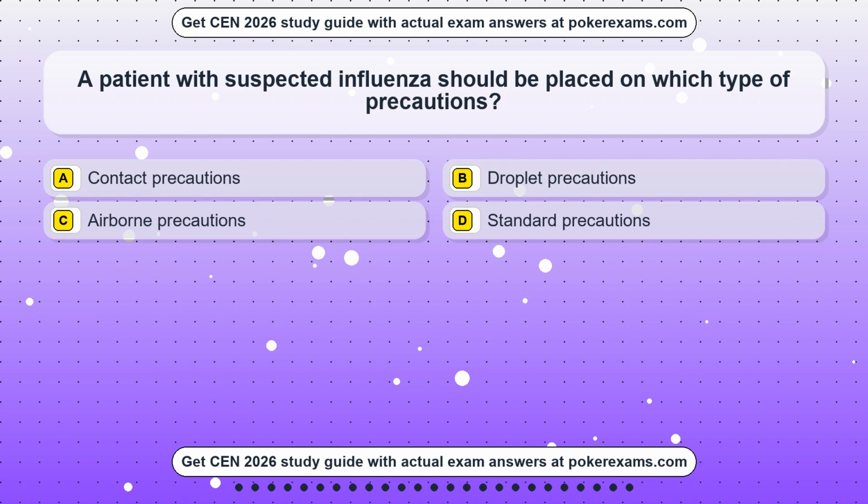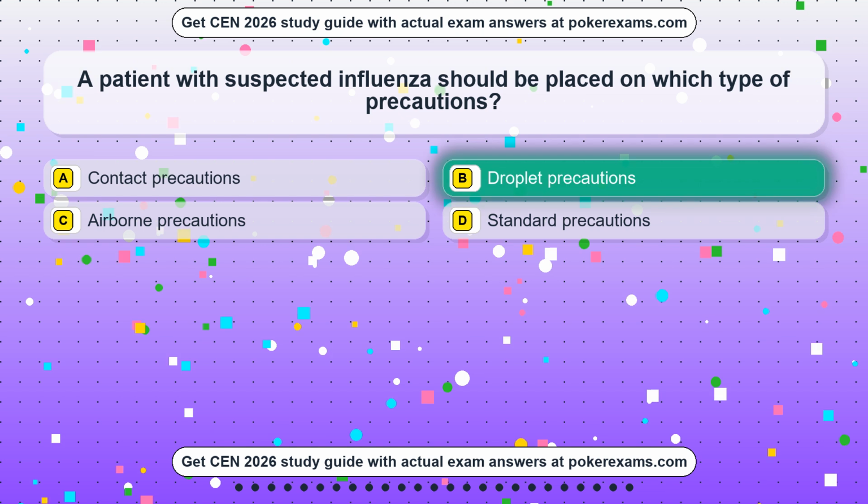Question 19. A patient with suspected influenza should be placed on which type of precautions? Option A. Contact precautions. Option B. Droplet precautions. Option C. Airborne precautions. Option D. Standard precautions. The correct answer is option B. Droplet precautions.